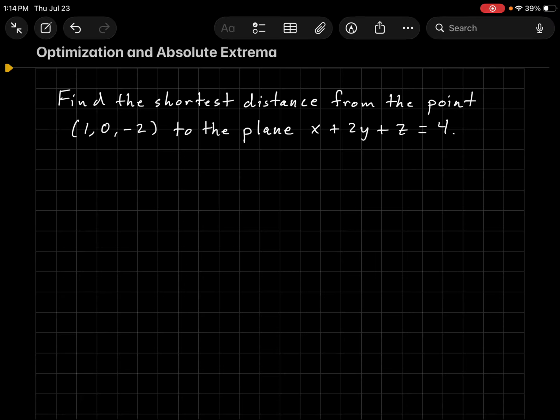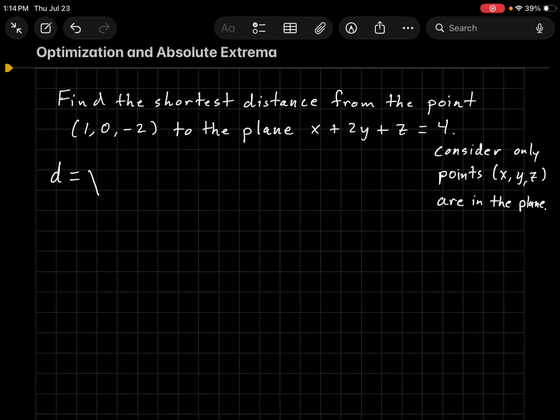Let's start by defining our distance function. And we're going to consider only the points (x, y, z) that are in the plane. So we're not really going to find the shortest distance, at least not at first. What we're going to do is find the point that gives us the shortest distance.